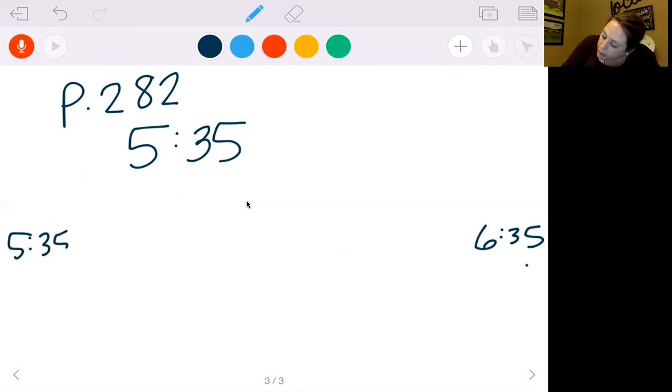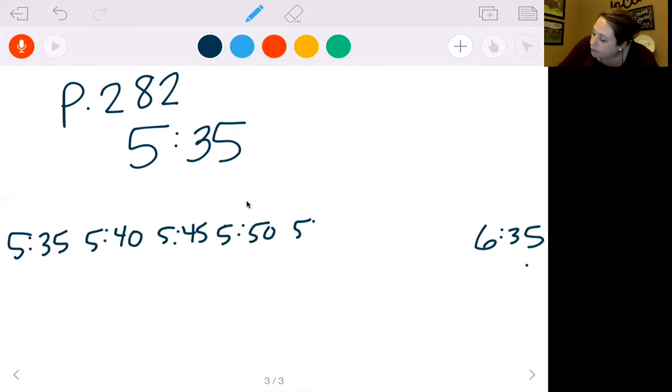So we're going to go to 5:35, 5:40, 5:45, 5:50, 5:55, 6 o'clock, 6:05, 6:10, and we're going to have to kind of squeeze it all in here. 6:15, 6:20, 6:25, 6:30, 6:35. Okay, so they made an hour and they put in the times as 5 minutes.